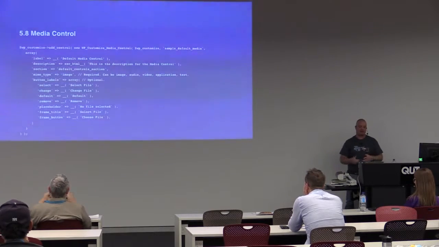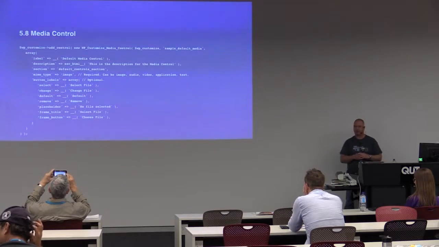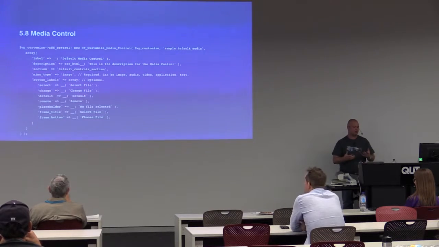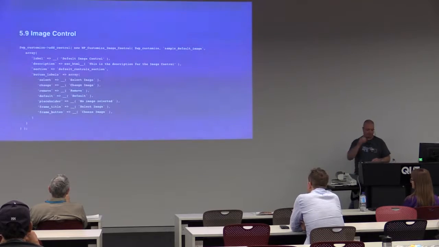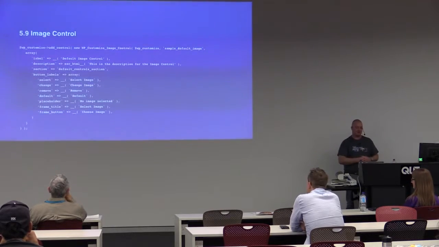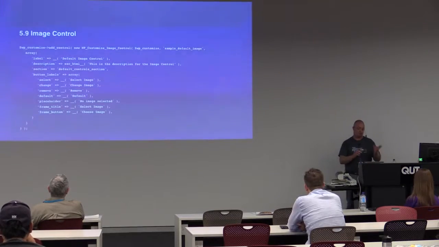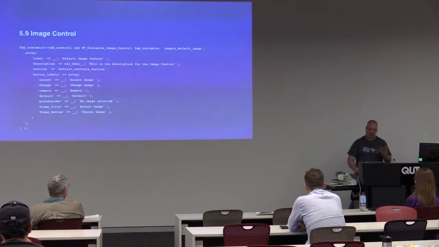For the media control, you need to pass in a new WP customize media control class. The mime type specifies what media you're asking for. It can be image, audio, video, application, or text. And there's also an image control. For that, you need to pass in a new WP customize image control class. And you can also pass in an array of button labels as well, so you can specify or change the default labels on the buttons that you see.